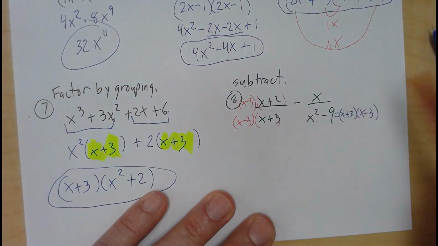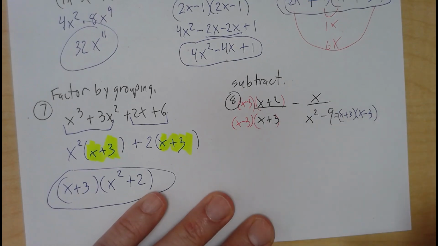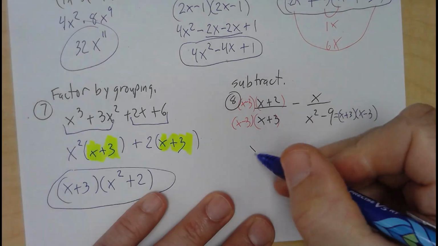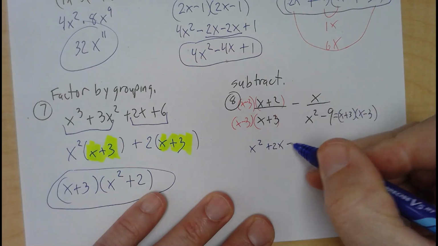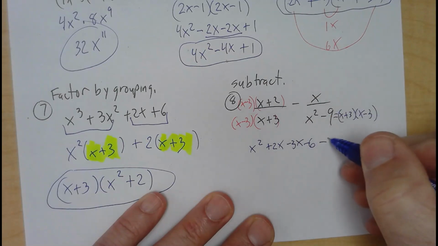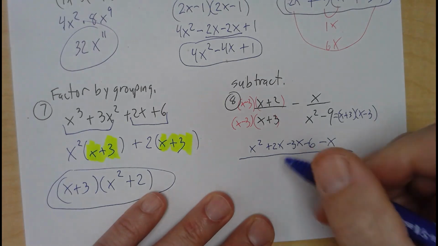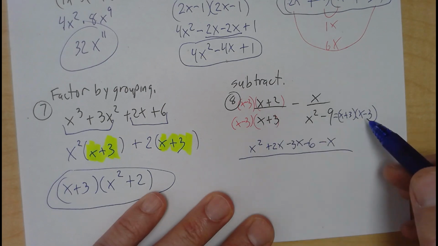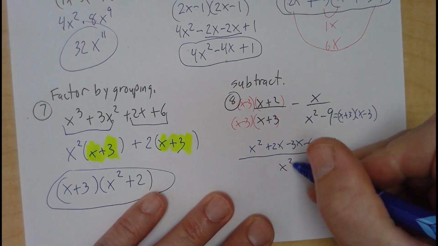Now we can multiply it out and simplify by subtracting the numerators. The denominator doesn't change when you add or subtract, does it? So x times x is x squared. This times this would be plus 2x minus 3x minus 6 minus x. All over the common denominator. This is easy to multiply back together, so you could write it this way, factored, or x squared minus 9.